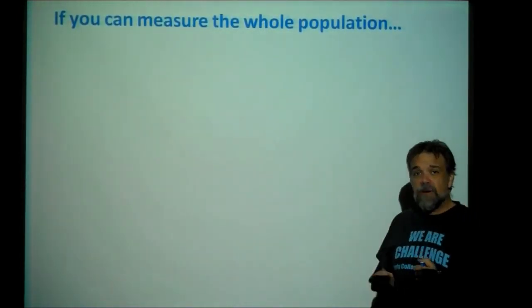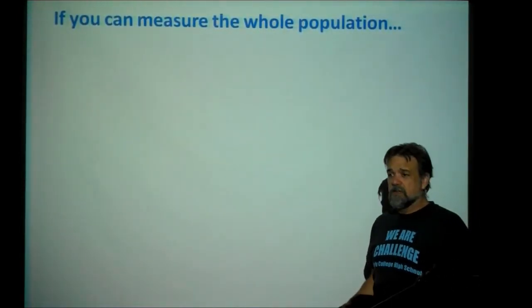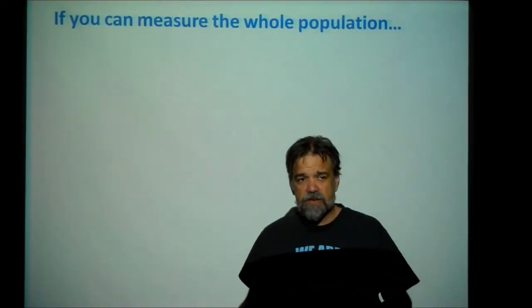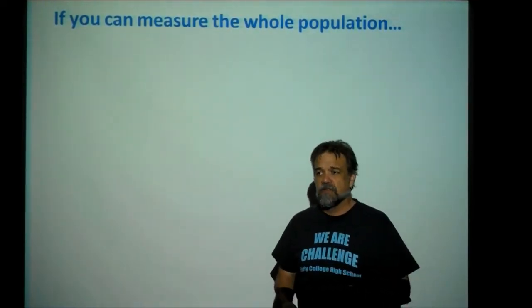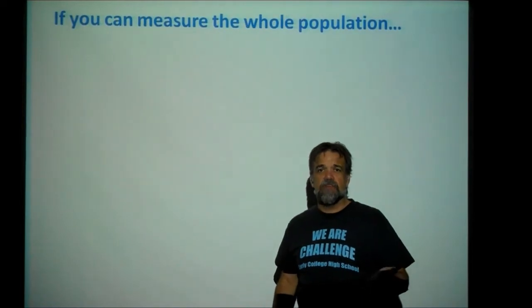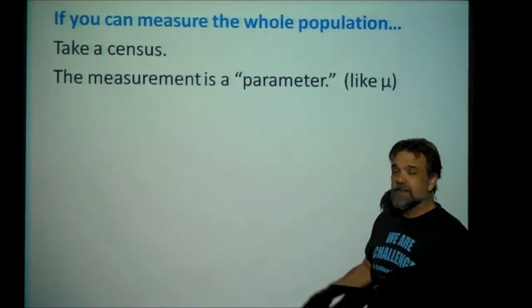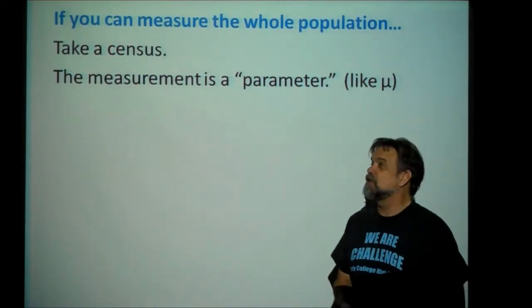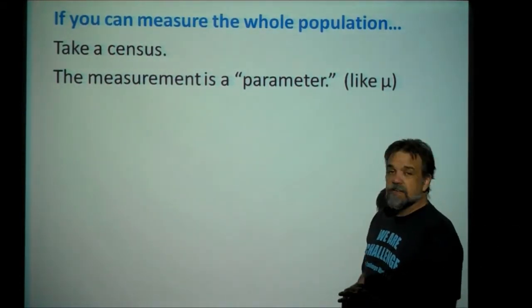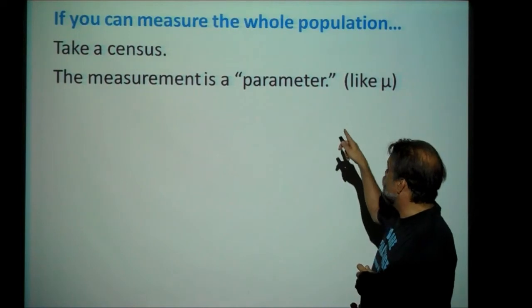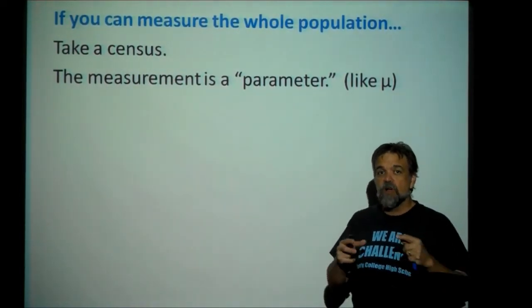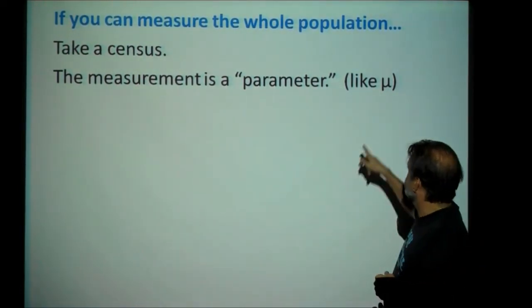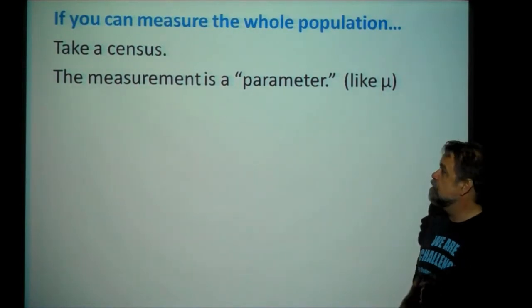So if it's possible to measure the whole population, let's say you wanted to measure the average height of people in your class. Well, that's not so hard. There's not that many of you. So if it's possible to do that, you take what's called a census. That's when you measure the whole population, okay? And that measurement is called a parameter, okay? So parameters describe the population. Mu is an example of such a parameter, okay?